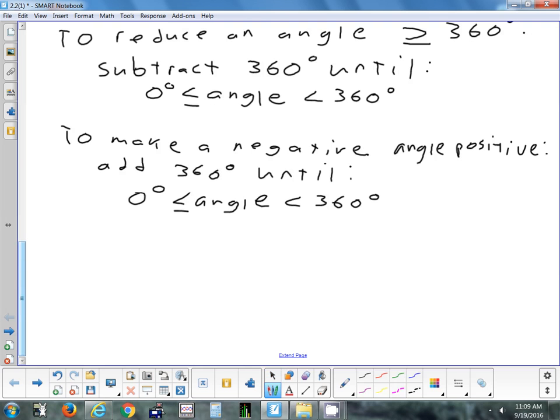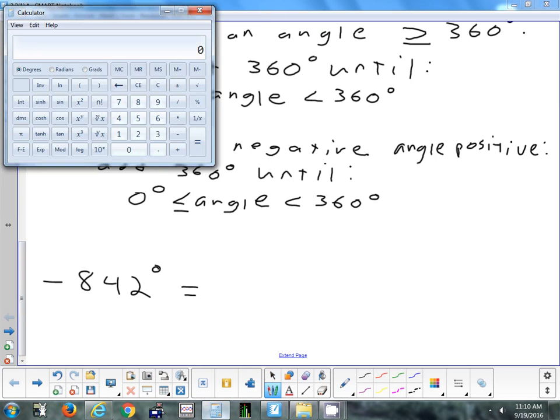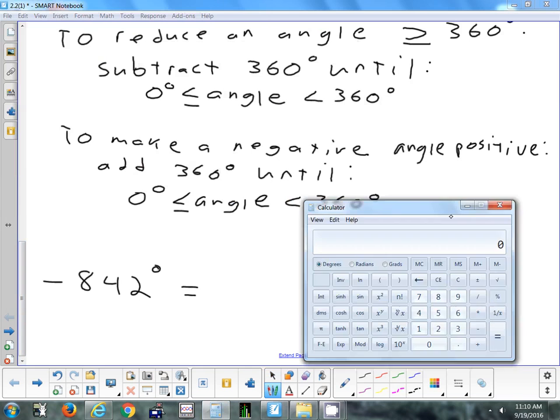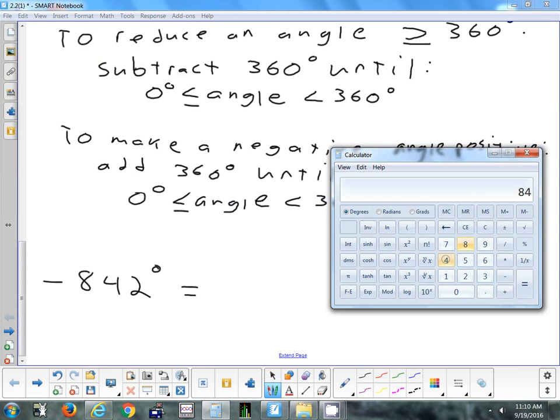All right, so let's say we had negative 842 degrees. I want to write that as a positive angle. Okay, so Katrina, what would I do to write that as a positive angle? Okay, I'm going to add 360. Adding 360 brings me right back to where I started. Just going to make it less revolutions. Okay, it's still not positive, so what would I do now?